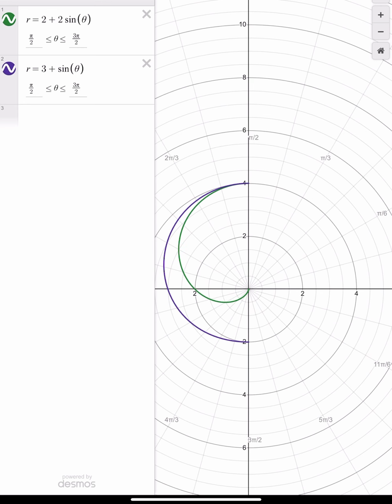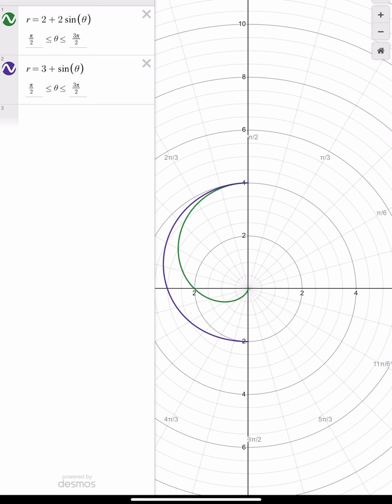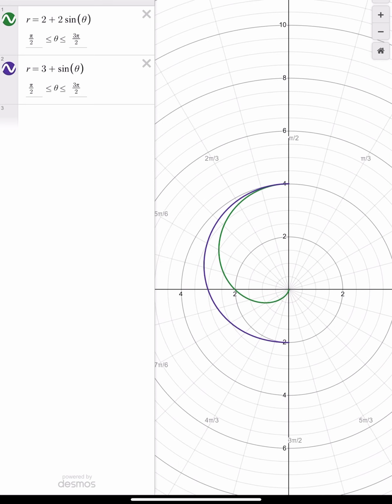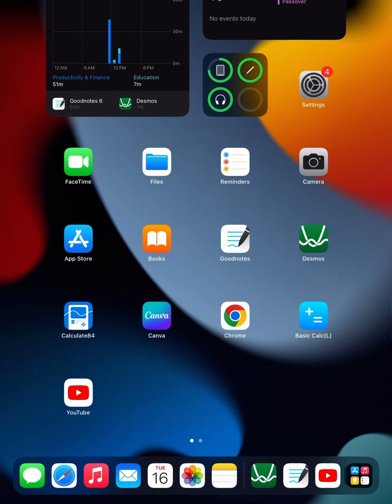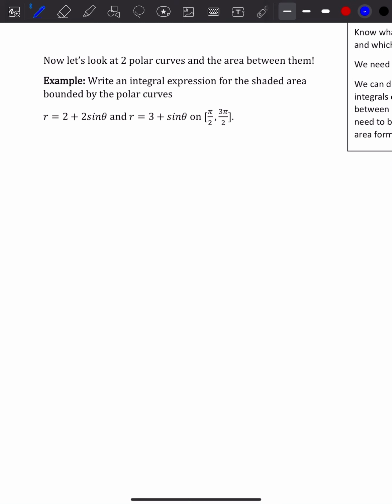So at (-2, 0) on a Cartesian plane, that's where we see that point. So I know that's where 2 plus 2 sine theta is, and for 3 sine theta, using the same logic, plugging in pi gives us (-3, 0) on the Cartesian plane. So this is our outside function versus this, our inside function.